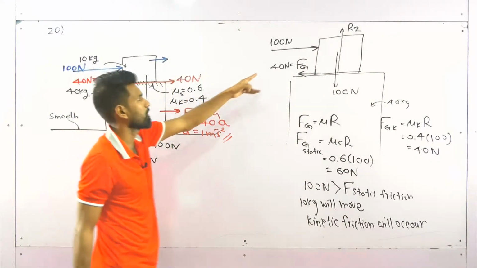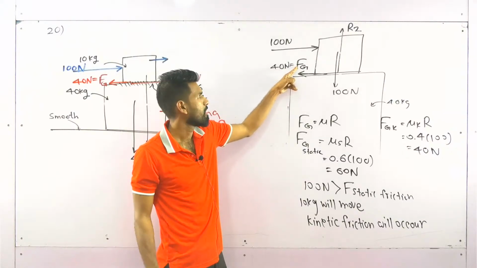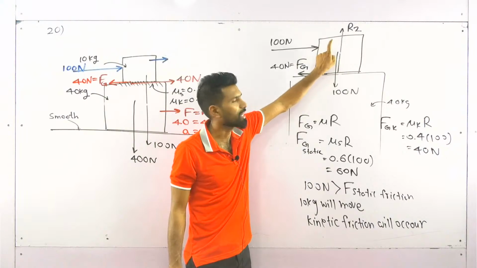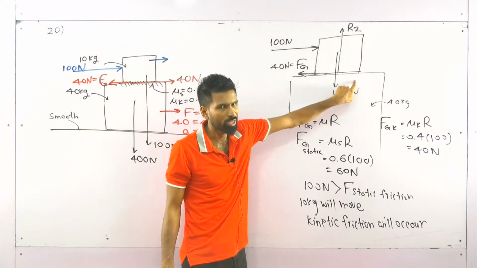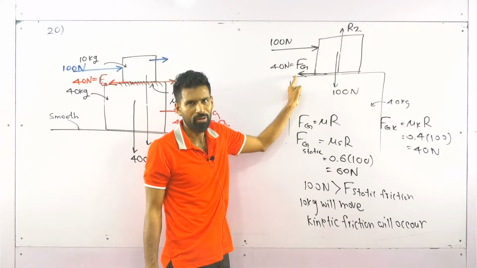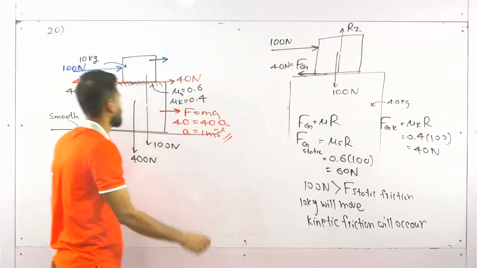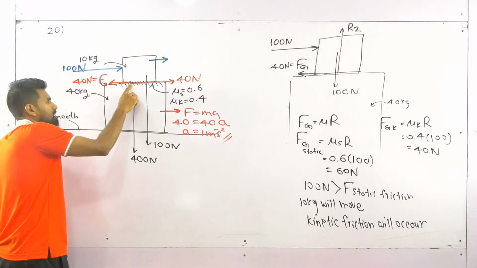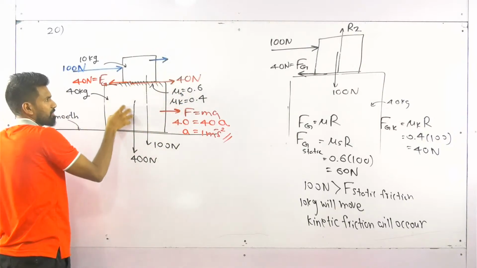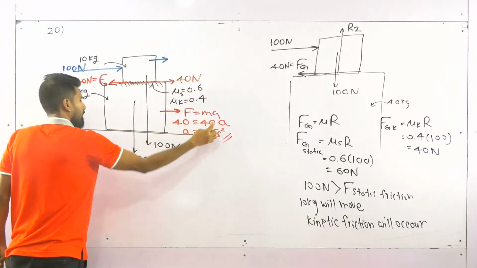Now this 40 Newton friction, how can we explain it? The frictional force acting on 10 kg from 40 kg is in this direction. So the other component, the force acting on 40 kg by 10 kg, will be a same valued force in the frontward direction, 40. Applying F equals ma for this 40 kg mass with this 40 Newton new force, acceleration is 1.